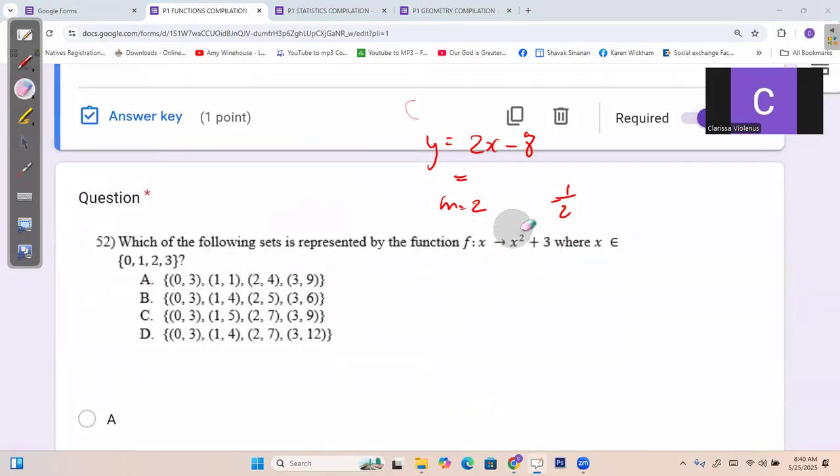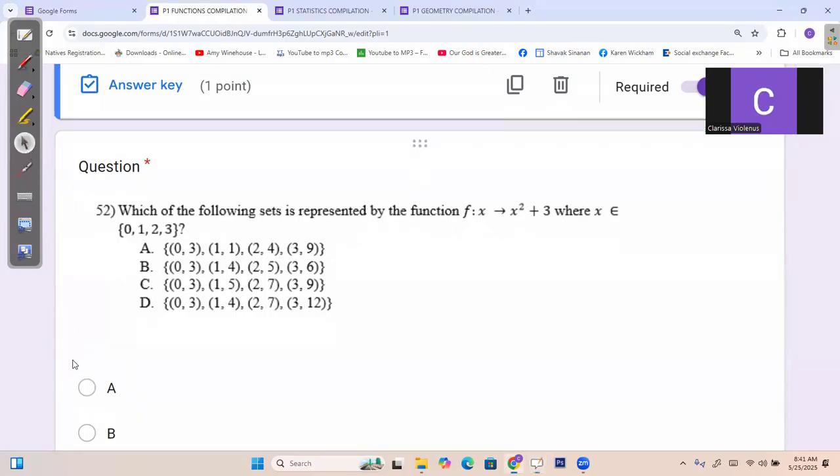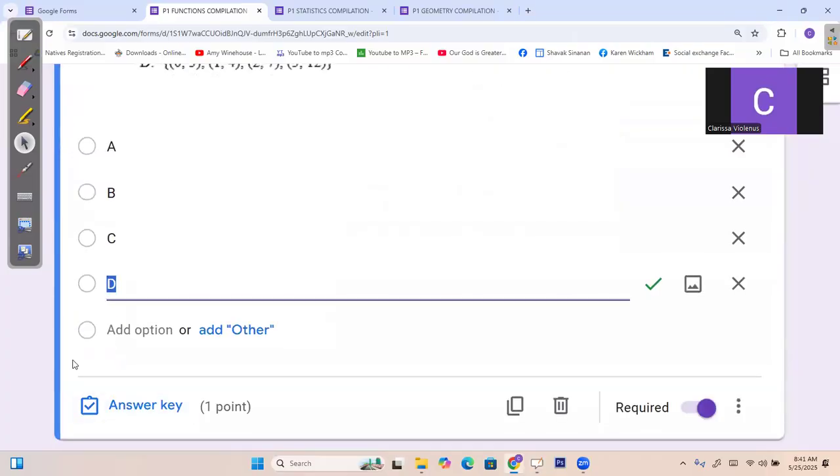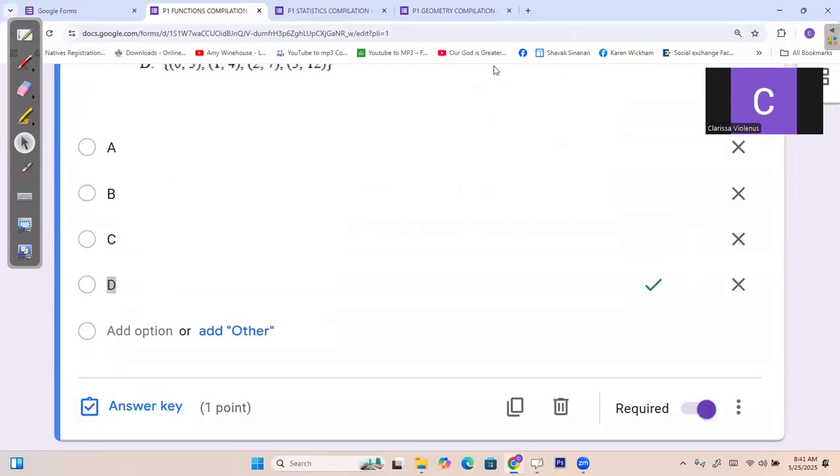Which of the following represents the set of this function? We're just putting in these numbers. I think we did this already. I think all of these match 1, 4, and 2, 7. So let's check. 2 squared is 4, 4 plus 3 is 7. So that's why the answer is D. We did this question earlier. And ladies and gentlemen, that is it. That's this quiz. I'm going to do another one now.